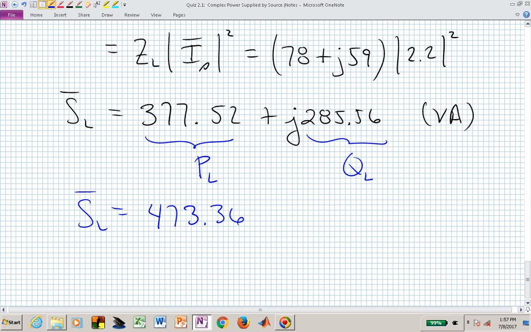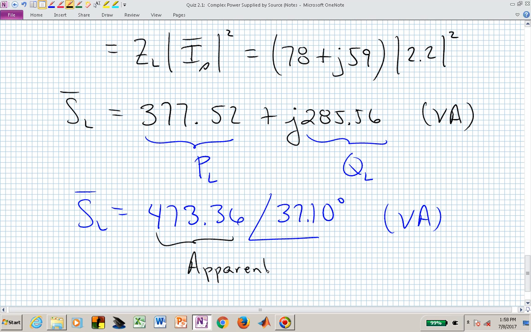We could then find that as 473.36, which hopefully is the square root of 377.52 squared plus 285.56 squared, and we can find the angle of that complex power, which is the inverse tangent of Q sub L over P sub L. Q sub L is not quite as big as P sub L, so we hope that when we do that computation on our calculator we get an angle that's less than 45 degrees. And in fact, it ends up being 37.10 degrees. Again, that's in volt amperes, and this is now our apparent load power.